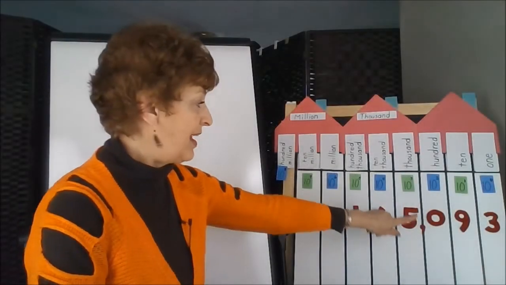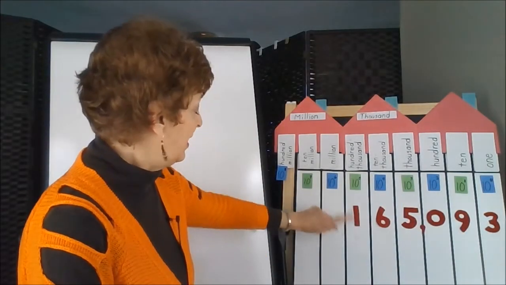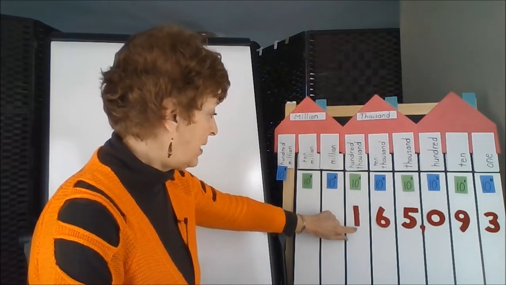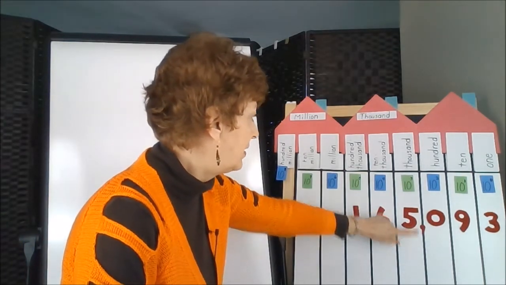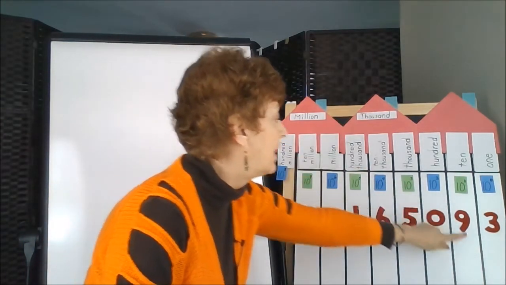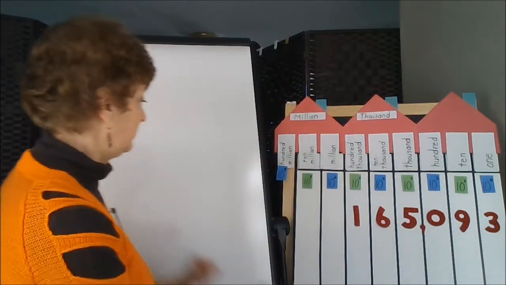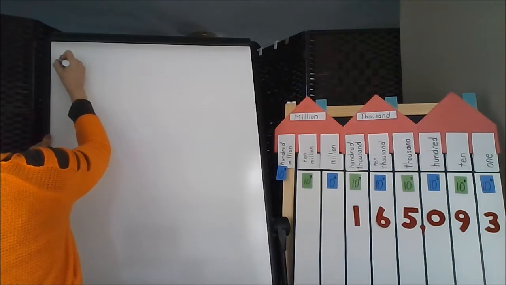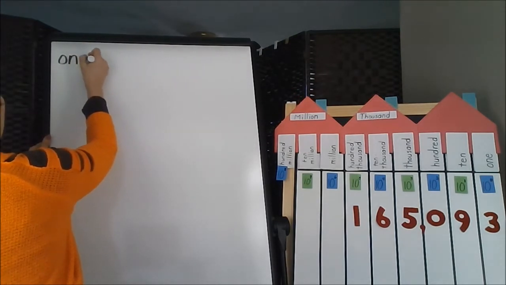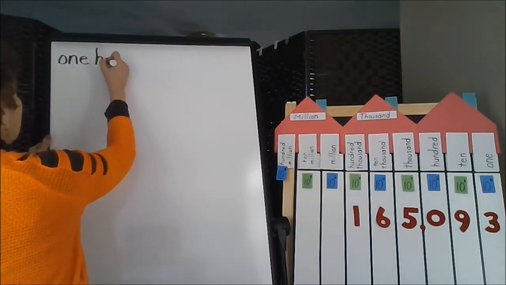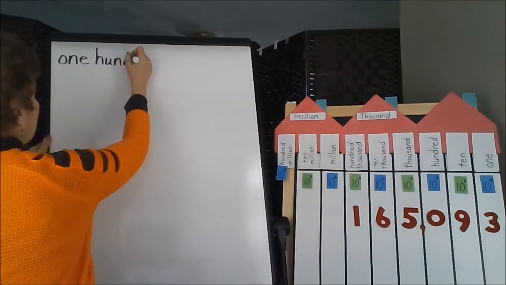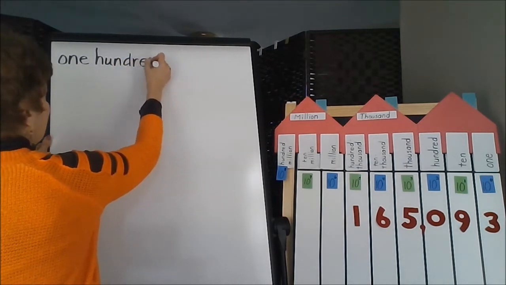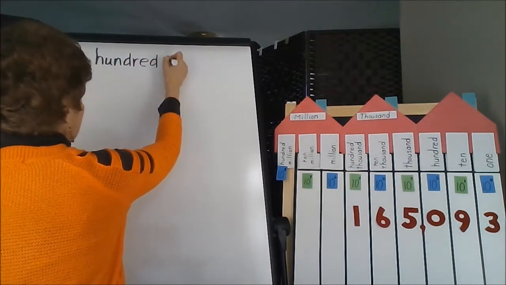Let's try a number that has a 0 in it. First we'll read it. 165,093. Now we'll write it. One hundred sixty-five.